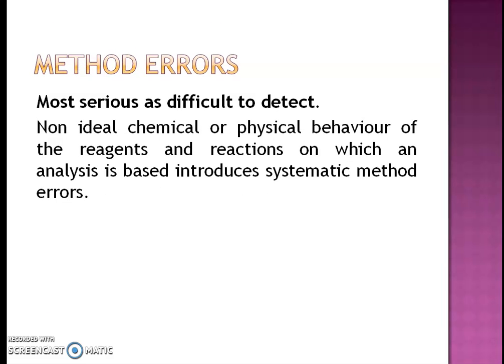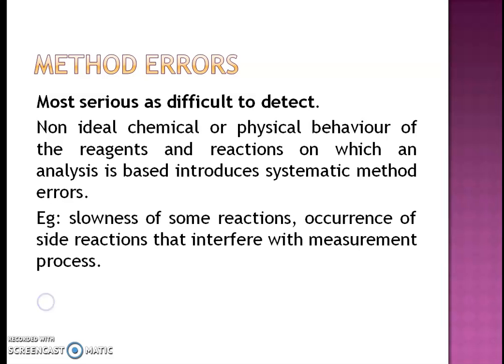Method errors. These are most serious as they are very difficult to detect. Non-ideal chemical or physical behavior of the reagent and reaction on which an analysis is based introduces systematic method errors. Example, slowness of some reactions, occurrence of side reactions that interfere with the measurement process. Often there might occur side reactions along with the actual reaction. The side reaction may lead to development of a product which may interfere with the measurement process.